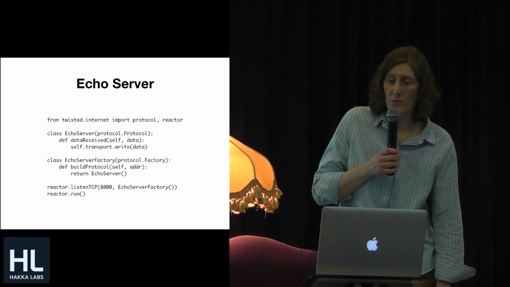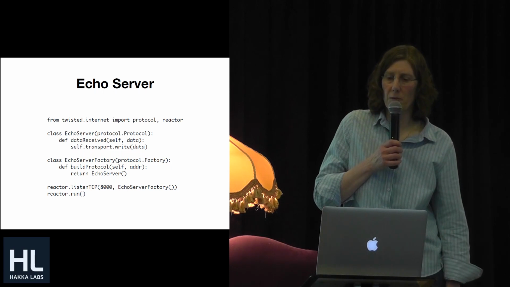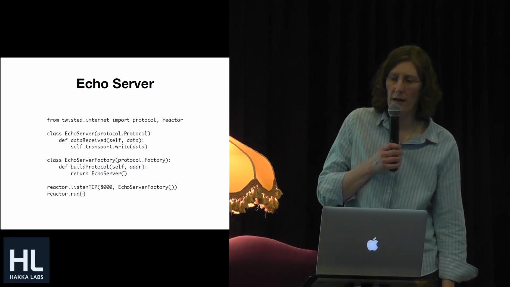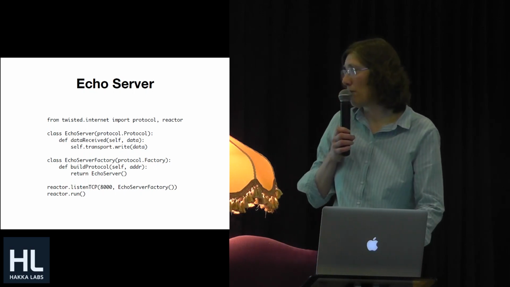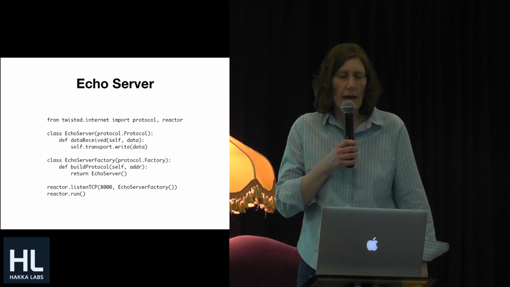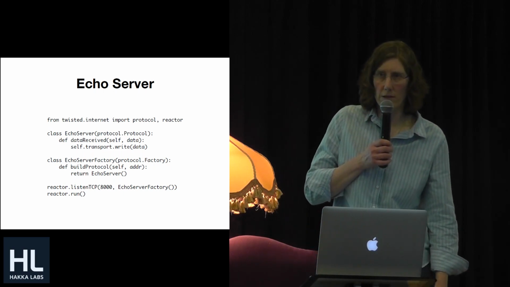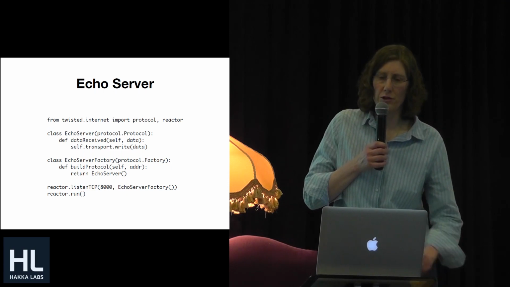One of the most basic programs we can write with Twisted is an echo server. It accepts connections from clients and sends back an identical copy of the data it receives. This is the entire program for an echo server using Twisted. It consists of an echo server class, which is a protocol, and an echo server factory, which is a protocol factory.